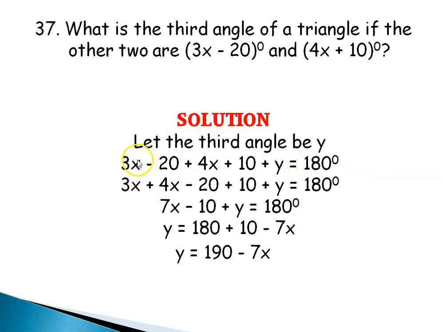Okay, so let's collect like terms. 3x plus 4x minus 20 plus 10 plus y is equals to 180 degree. 3x plus 4x is 7x, minus 20 plus 10 is minus 10, plus y is equals to 180 degree. Okay, I want to make y the subject of formula, so I'll just bring all of this here. Minus 10 comes here and it becomes plus 10. 7x comes this way and becomes minus 7x. So y is 180 plus 10, 190 minus 7x. This is the value of the third angle. Is that okay? Very good.